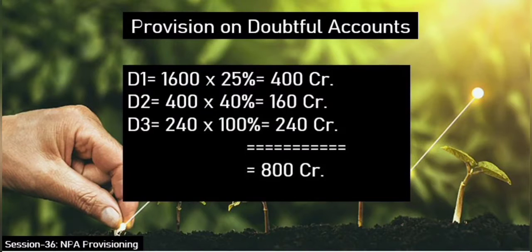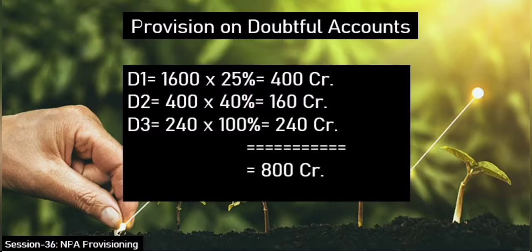Now the next section is the provisioning for doubtful accounts. So D1 1,600 crore, D2 400 crore, and D3 240 crore. So D1 is having a provisioning as per rule of 25%, which fetches you 400 crore. D2 40% provisioning, and D3 100%. So that fetches you a total sum of 800 crore as a provision for doubtful accounts.